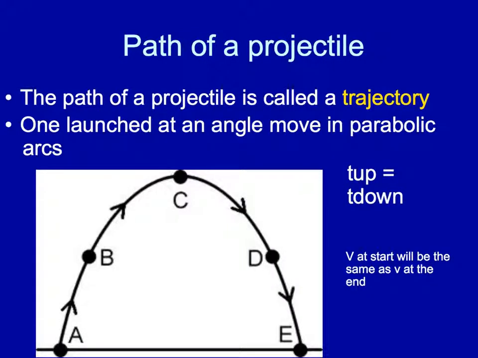Now, the path of a projectile is called the trajectory. And once launched at an angle, it's going to move in a parabolic arc. And understand that the time up is equal to the time down, and that's kind of important. If a ball takes 2 seconds to reach the top, it takes 2 seconds to reach the bottom. Good. Second thing is, since it's going to take the same amount of time going up and the same amount of time going down, the velocity at the start and the velocity at the finish are exactly the same.